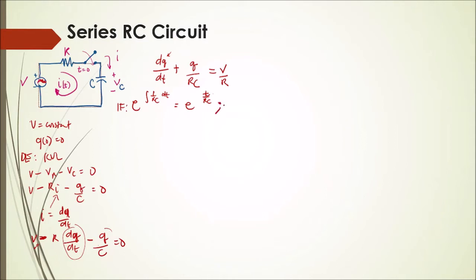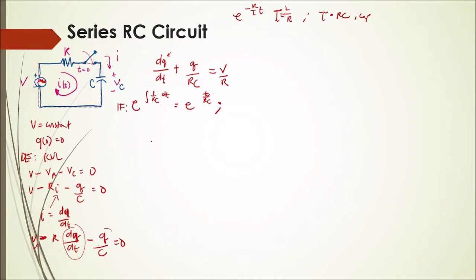So from here, just like earlier, the e to the R over L t for inductor, so your tau is L over R, no? But here, your tau is actually R times C, okay, for capacitor. Okay, just in advance, no?